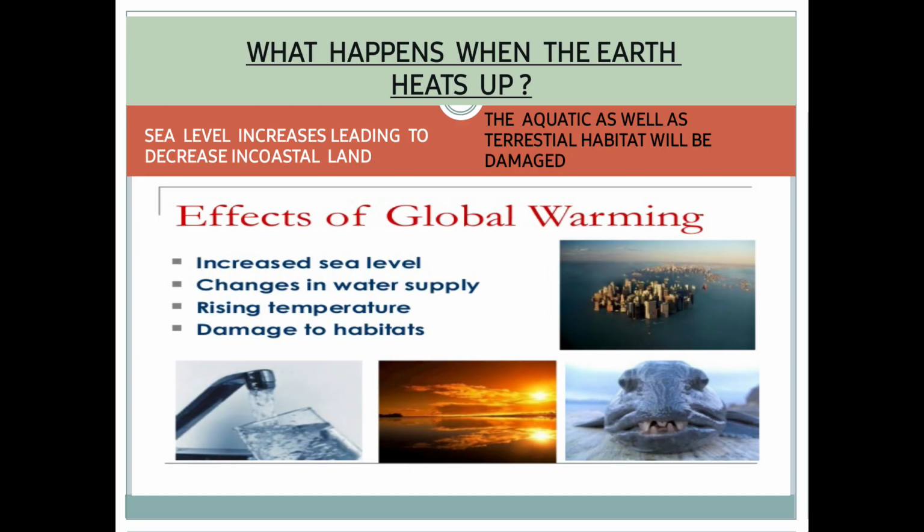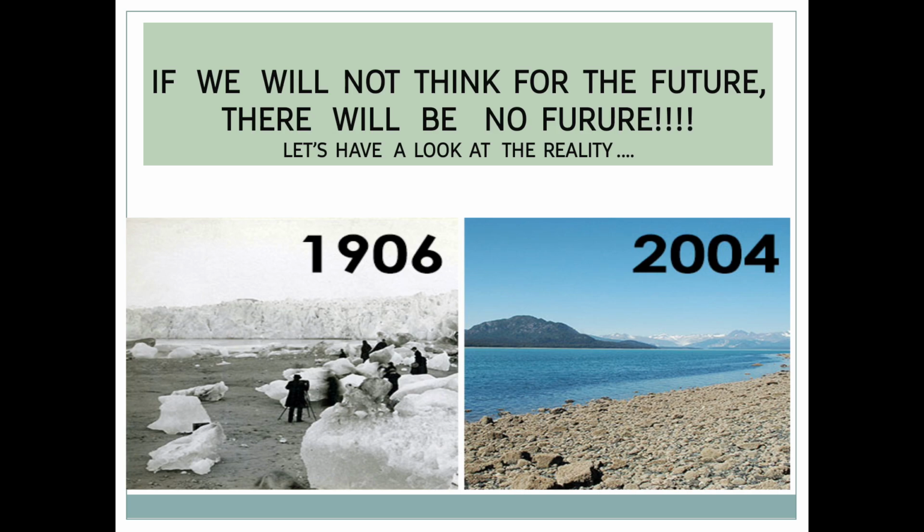What happens when the earth heats up? Again, we have the answer that the aquatic as well as the terrestrial habitat will be damaged. Sea level increases, leading to a decrease in coastal land. Again, if the sea level is increasing, then the coastal areas will gradually be decreasing, right? Because the earth is not expanding, the earth is sitting as it is, and the problems are arising between the water level and the land level. What are the effects of global warming? So we can see the increased sea level, changes in water supply, rising temperature, and damage that is caused to the habitats.